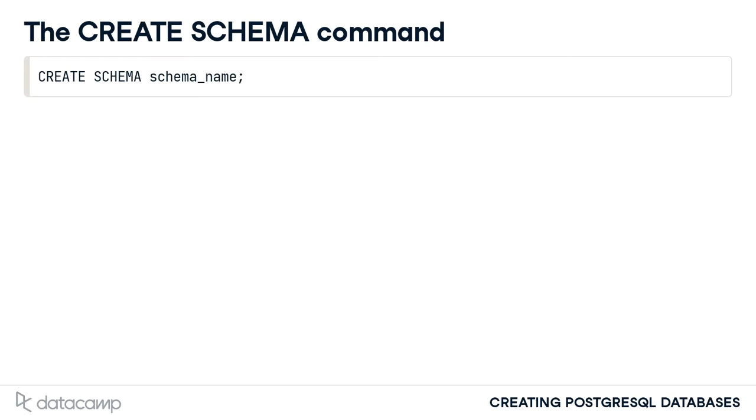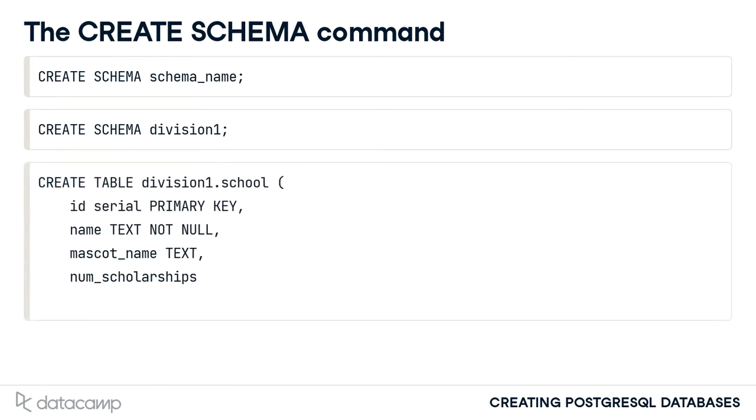Within the NCAA_BB database, we can create a Division I schema. We can then create a school table using a similar definition to the one used previously. Now we add a field to keep track of the number of athletic scholarships that are available at the school. The default zero clause indicates that when entering data in this table, a default value of zero will be used for the num_scholarships field if no value is explicitly provided.